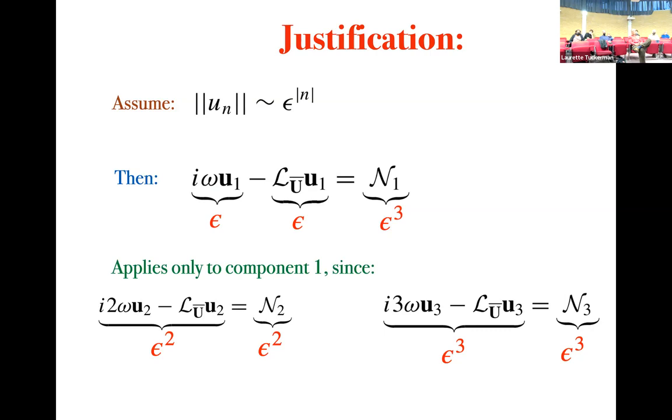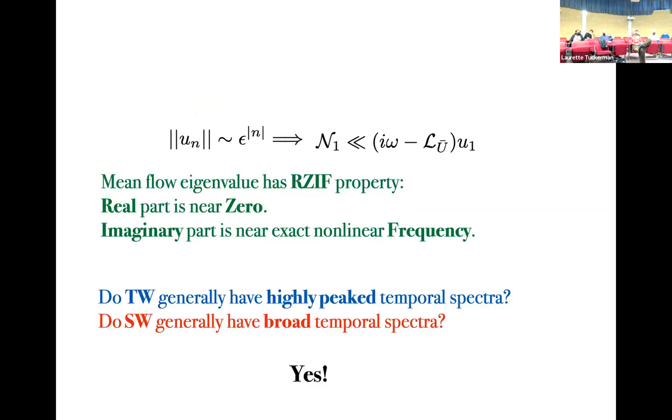And here I'm saying that this thing of dropping the N1 does not apply to the other ones. It does not apply to dropping the N2, dropping the N3. It just applies to dropping the N1. And as we said, if the N1 can be dropped, then we have the RZIF property. Okay. But why would we have this? Is it true that we have this big separation where we can drop the N1?